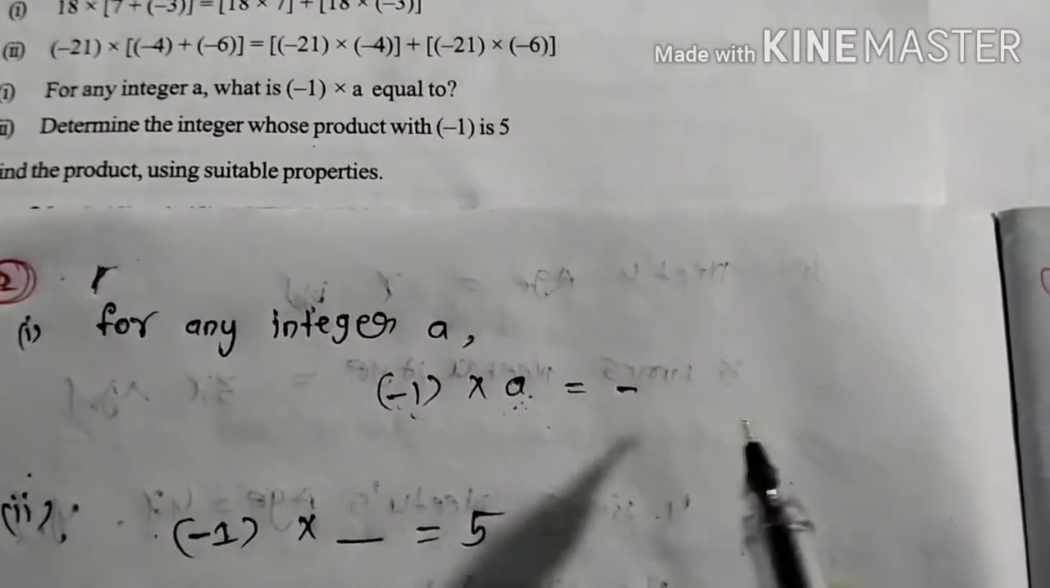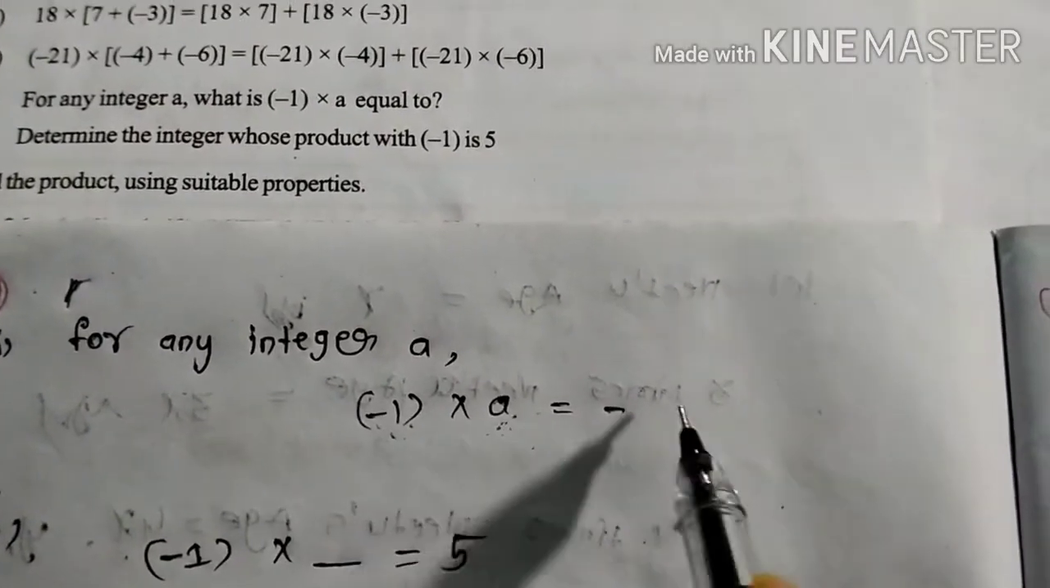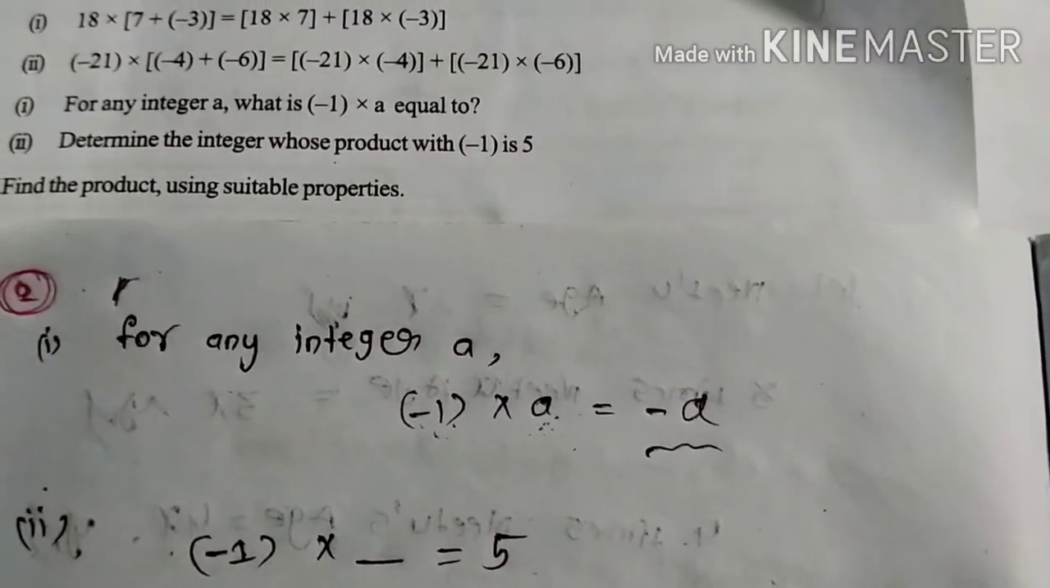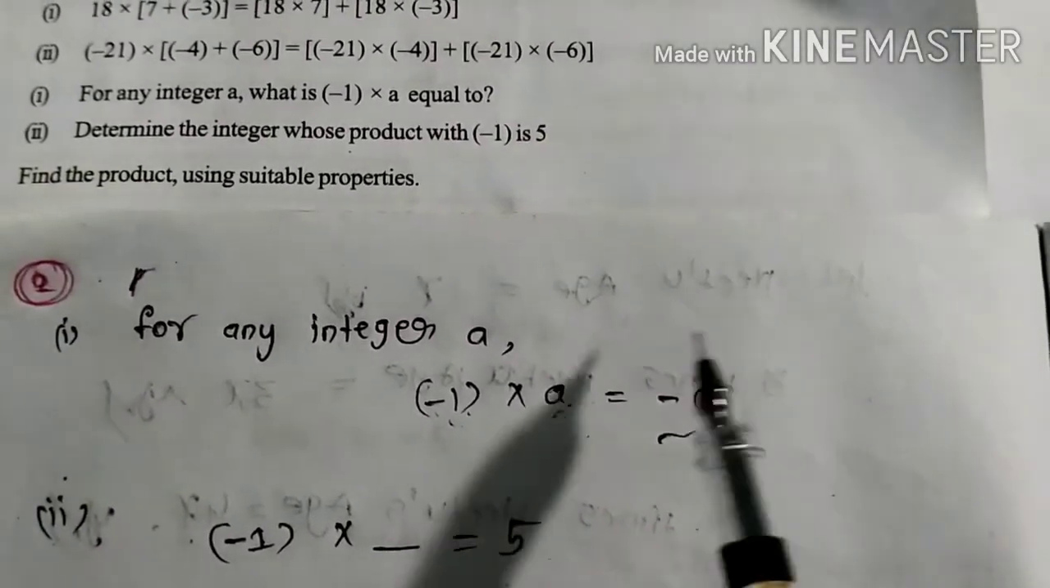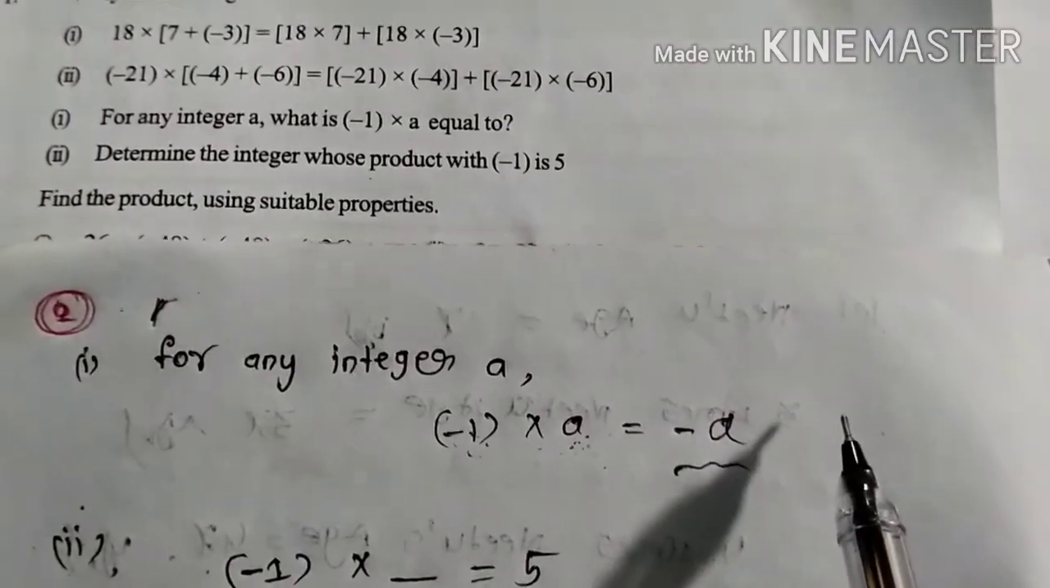Next here 1 into a, you know that multiplicative identity. 1 into 3 how much? 3 only. 1 into 5 how much? 5 only. In the same way 1 into a how much you will get? A or not? That means your answer is how much? Minus a. You can simply remember here minus 1 into a is equal to minus a only.